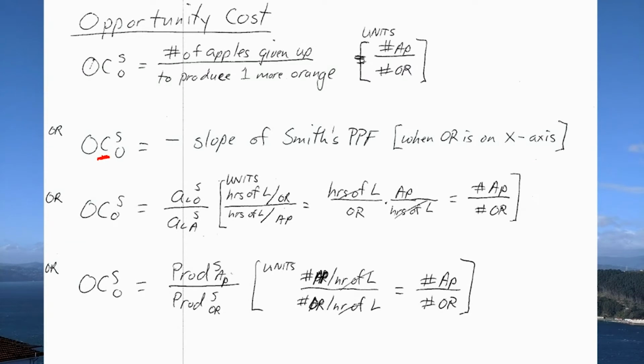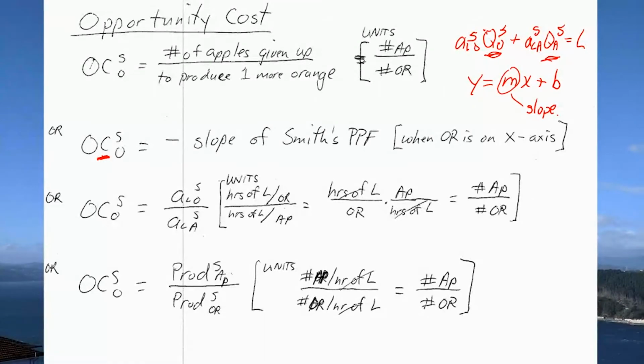There are some other ways of calculating or coming up with the slope of Smith's production possibility frontier. Remember the equation, ALOS times QOS plus ALAS times QAS is equal to L. We've got 2 variables defined here, QO and QA. That's what we're plotting on the graph. We could rewrite this in the form of an equation of a line, y equals mx plus b. I'm not going to do this for you. I'm just going to show you where we're going. Remember that the m term refers to the slope of this particular line.